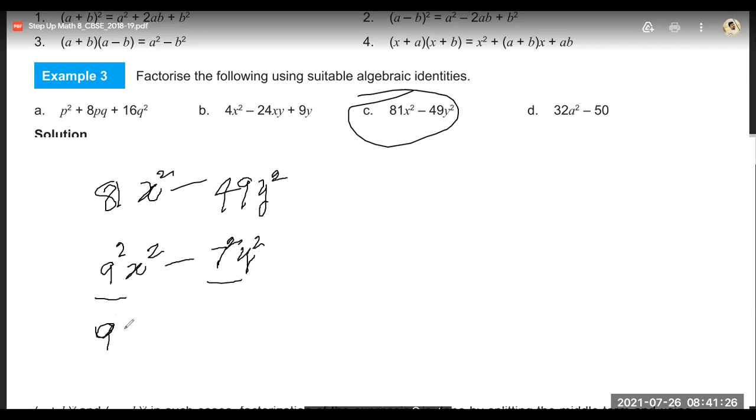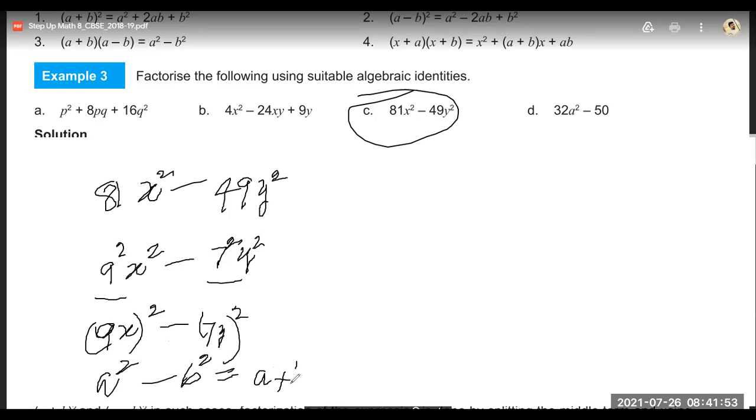So you can write it as (9x) whole square minus (7y) whole square. Okay, so which identity is applied here? The a square minus b square identity. A square minus b square is the expanded form, and when we write it in the product form, how does it look? It is a plus b into a minus b. So here, what answer do we get? This is to be written as the product of a plus b into a minus b.